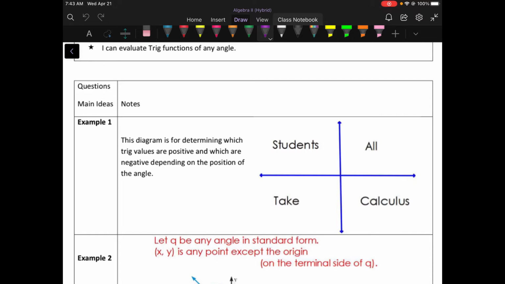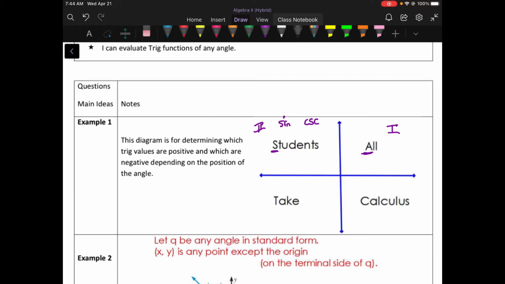and which are negative. So if you start here in quadrant 1, the A stands for all. All trig functions are positive in quadrant 1. So if you have an angle that ends here, it's going to be positive no matter if it's sine, cosine, tangent, or their partner trig functions. As we go over to quadrant 2, we have S. S stands for sine, and then of course its partner function, which is cosecant. Those would be the only two positive trig functions in that quadrant.